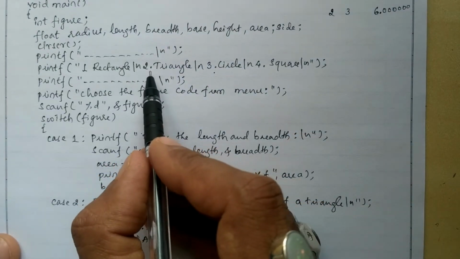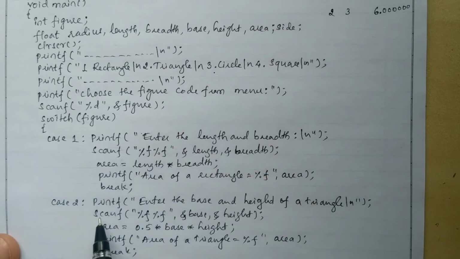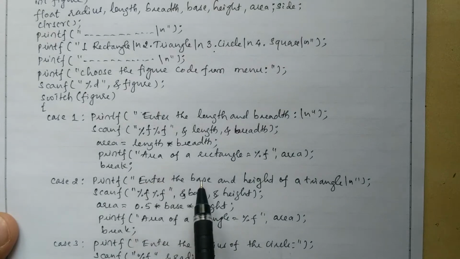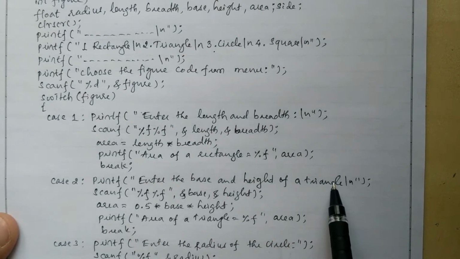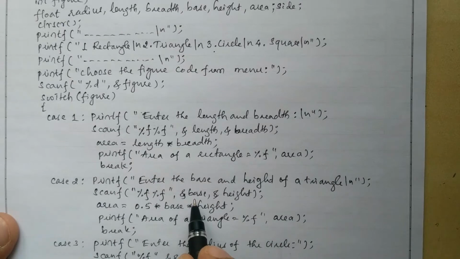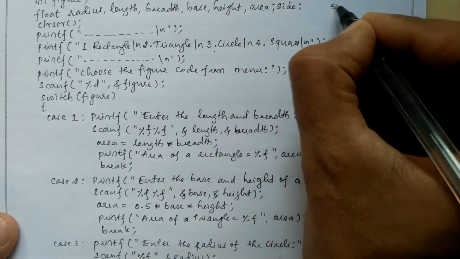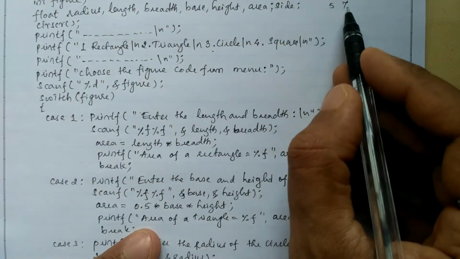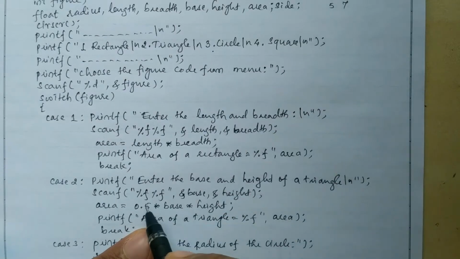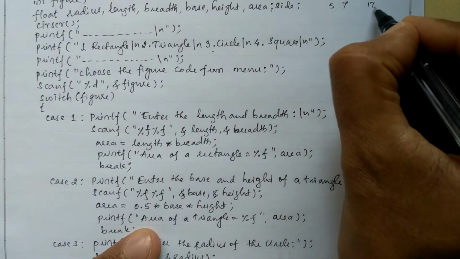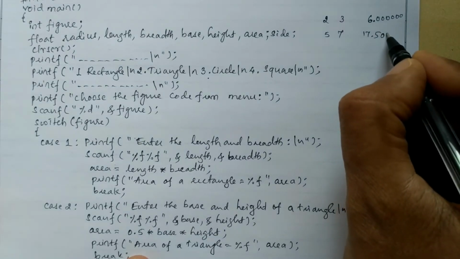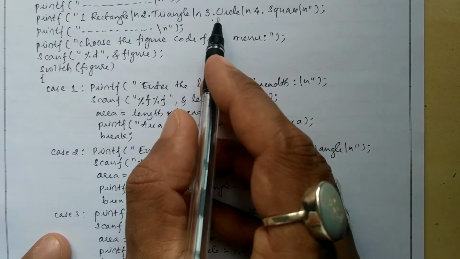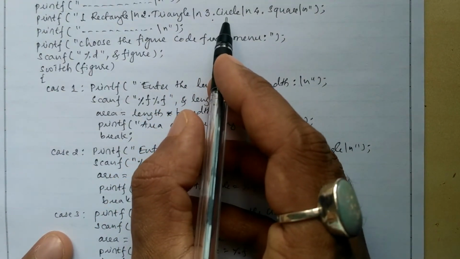So if the user presses 2, then it is going to go for case label 2, because the switch expression matches with the case label 2. Then enter the base and height of the triangle will be printed. So here, for example, I'm going to enter base 5 and height 7. So what will happen here? Base into height will be calculated. 5 7s are 35, 35 and 1 by 2. So it will become 17.500000.